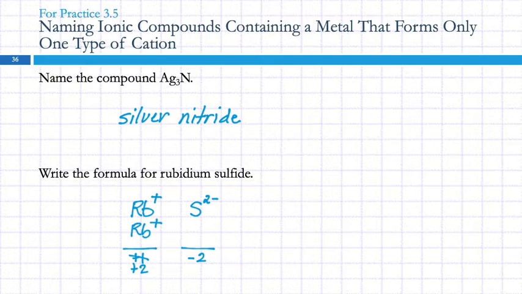If this has been a problem for you in the past, figuring out these formulas, start out by literally drawing this out. And then once it clicks for you, you won't have to do that anymore. Because what we're looking for is the least common multiple of the charges. So if you're a math person, you'll go, oh, and the rest of you just forget that I said that. So I have 2 of these, so it's going to be Rb2, and I have 1 sulfur, so it's S. Any questions?